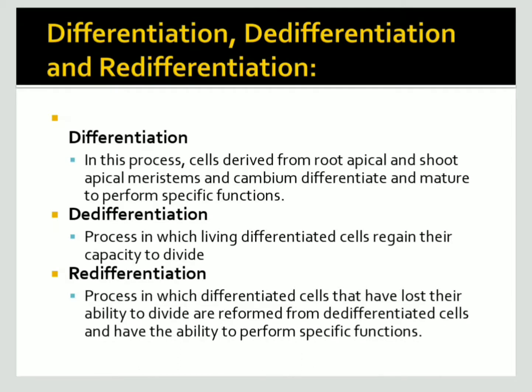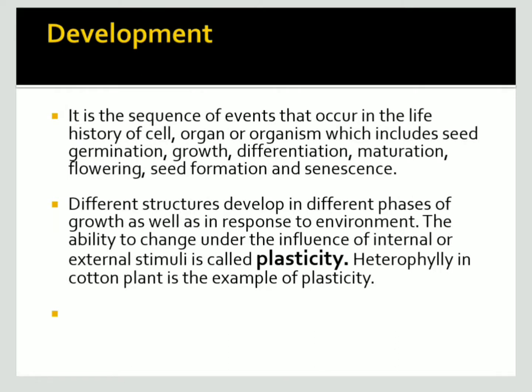Next, development. It is a sequence of events that occur in the life history of the cell, organ and organism, which include seed germination, growth, differentiation, maturation, flowering, seed formation, and senescence. Different structures develop in different phases of growth as well as in response to the environment. The ability to change under the influence of internal or external stimuli is plasticity. Heterophylly in the cotton plant is an example. Heterophyllous means two different types of leaves in their life cycle.